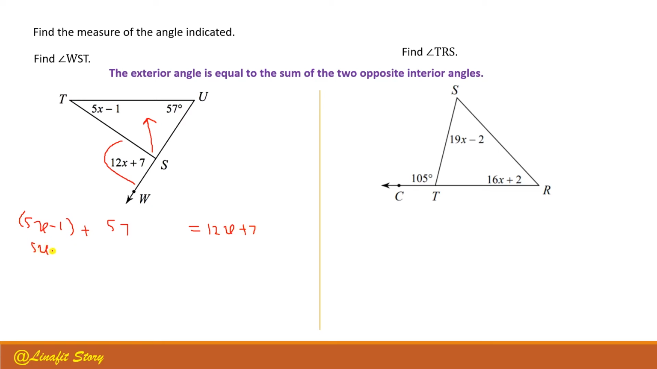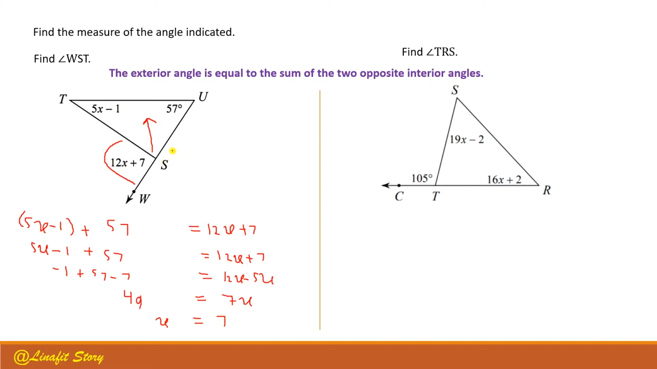If there's a bracket, don't forget we should expand. So 5x minus 1 plus 57 is equal to 12x plus 7. And then group the like terms. Negative 1 plus 57 minus 7 is equal to 12x minus 5x. 49 is equal to 7x. So x is equal to 49 divided by 7, which is equal to 7.